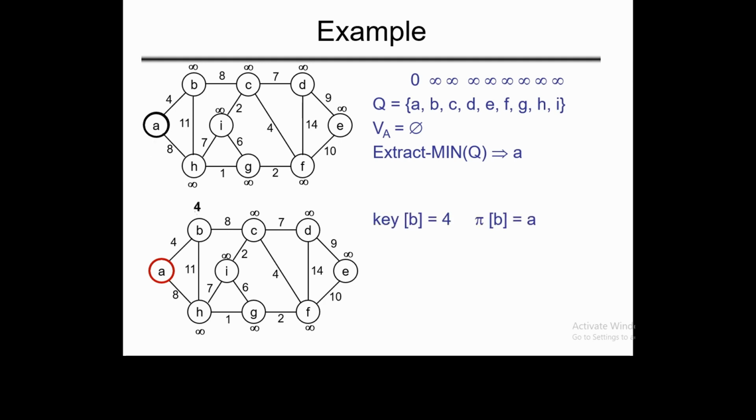So the key of B equals 4. This is the key of B, and pi of B will be A. When we add this node, the minimum edge starting from this particular node is 4 and 8. So this one will be selected and B will be added into this vertex set.